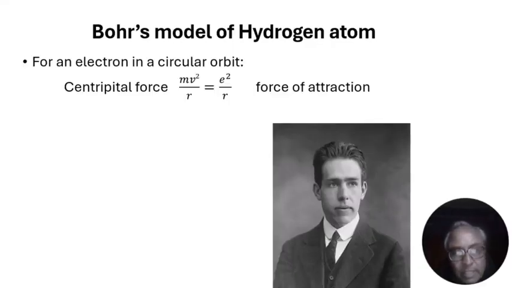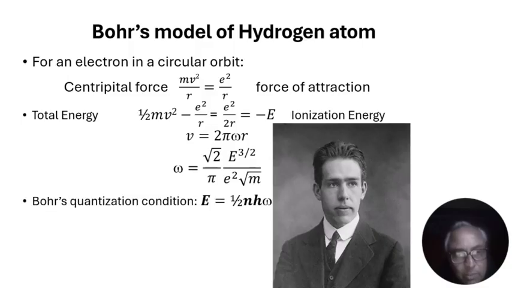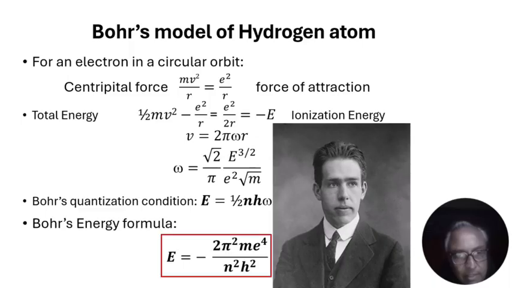In Bohr's model of the hydrogen atom, for an electron in a circular orbit, the balance between the centripetal force and the force of attraction leads to this equation, and rearranging this equation then leads to the following expression for the angular velocity omega. Now Bohr imposed the quantization condition E equals half n h omega, leading to Bohr's energy formula E equals minus 2 pi squared m e to the power 4 by n squared h squared.